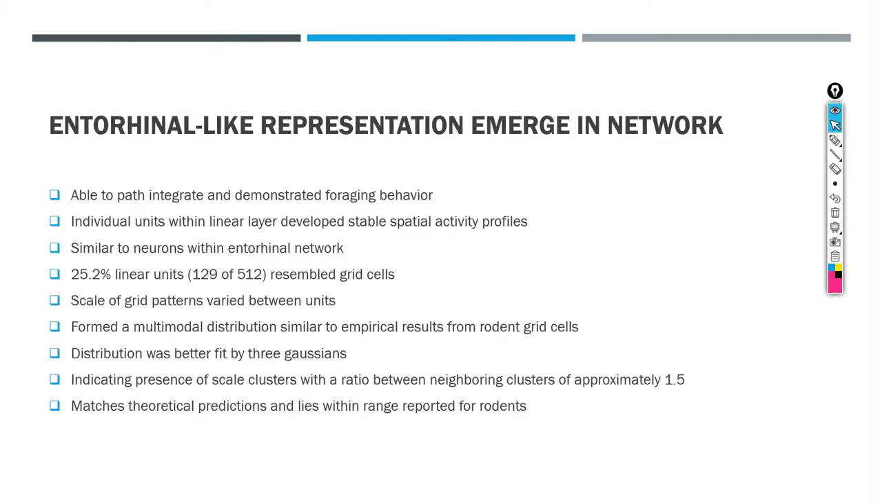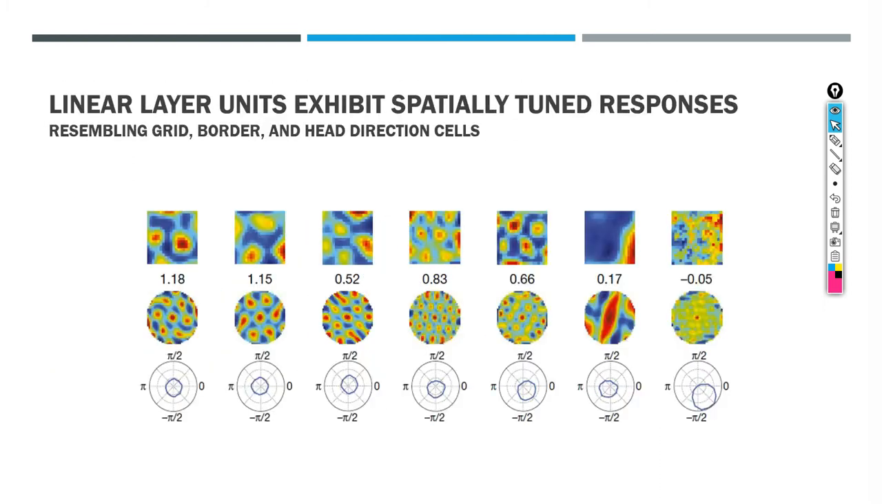After training, the network was able to path integrate accurately in this setting and even demonstrated the foraging behavior that rodents typically show when they're exploring the environment for food. One of the interesting observations from the authors of this paper is that the individual units within the linear layer developed stable spatial activity profiles which are similar to neurons within the internal network. If we look at the figures from the results section, we can see that linear layer units exhibit spatially tuned responses resembling grid cells, border cells, and head direction cells.